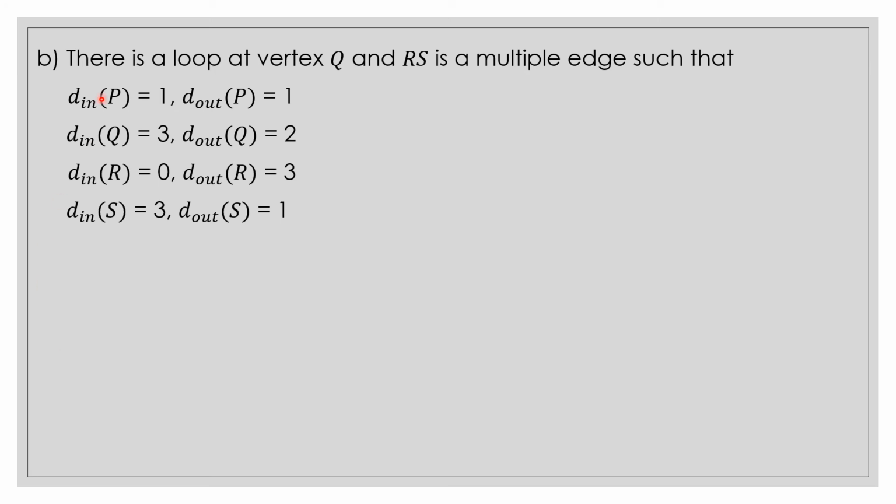Example B. So now what directed graph we need to draw is, we look at this information. Now there is a loop at vertex Q, and RS is a multiple edge, such that you fulfill this information.